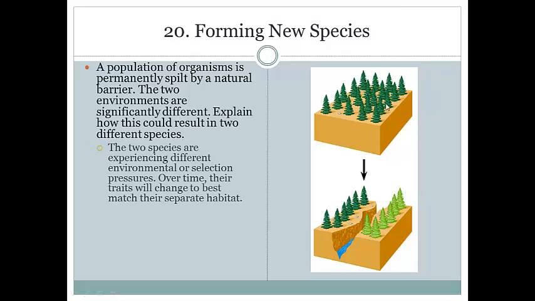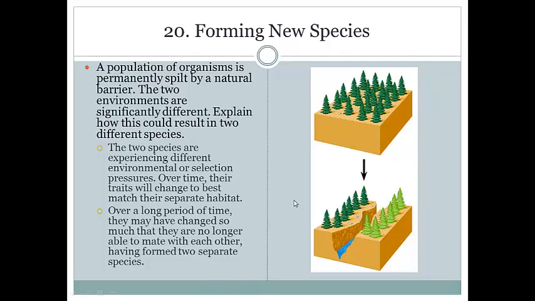In my picture here, I've got a population of pine trees, and they become separated by this river that suddenly forms. On the two different sides of this river, the two populations are experiencing different environmental or selection processes. Over time, traits will change to the ones that best match the separate habitats. Perhaps there's something different about the soil quality here, or the amount of sunlight, or something like that. So these two species of pine trees begin to develop, again because they're experiencing those different environmental or selection pressures.